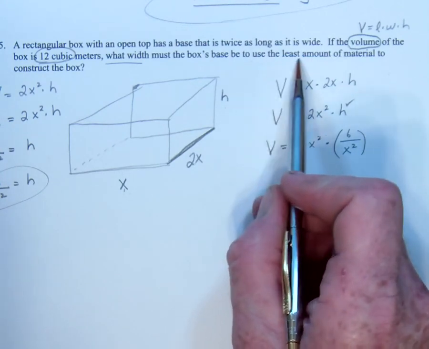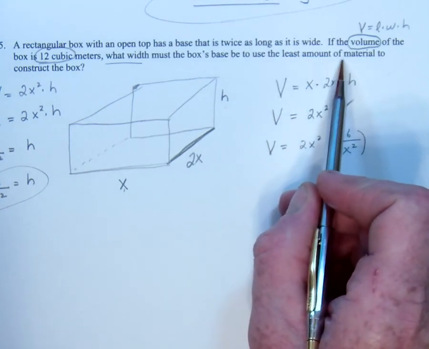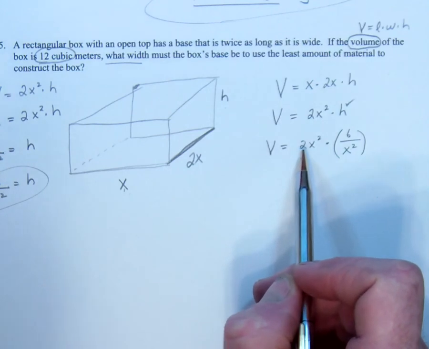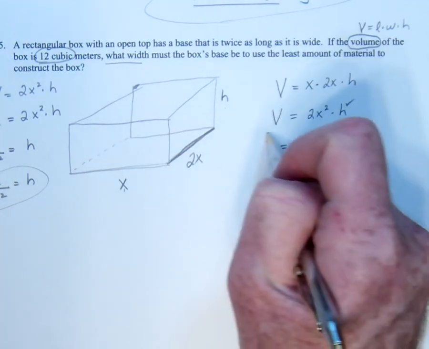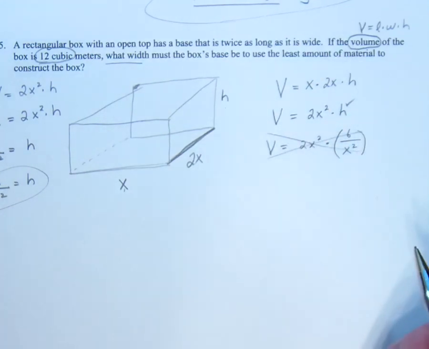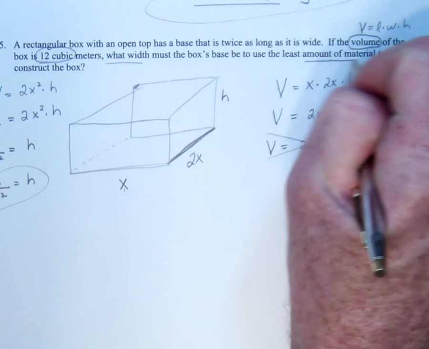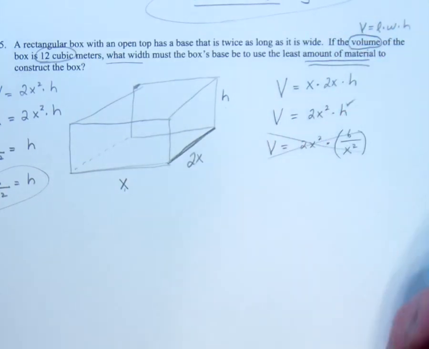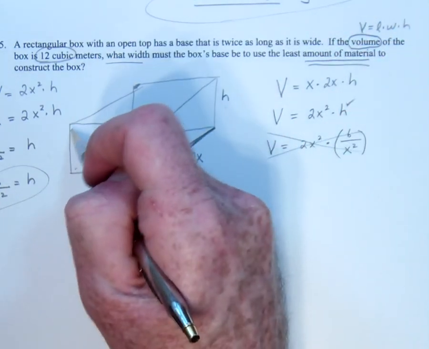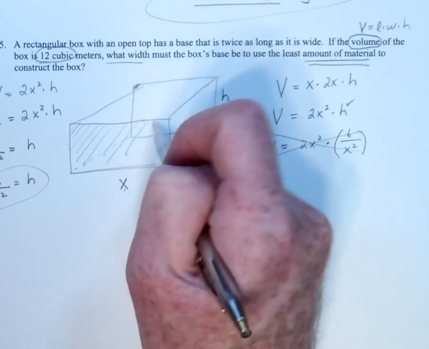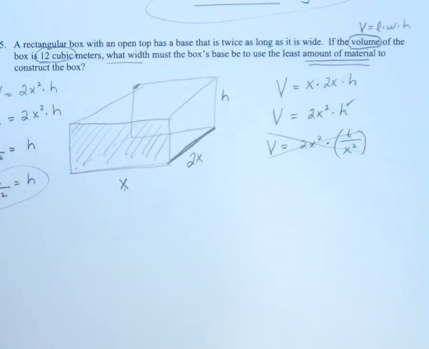To use the least amount of material. Oh, so material is not volume. So this part, although my algebra was correct, that's not what I'm supposed to be doing. What I'm supposed to do is find out about the amount of material. So in other words, I need to know if this is made of cardboard, how much cardboard is right here on the front.